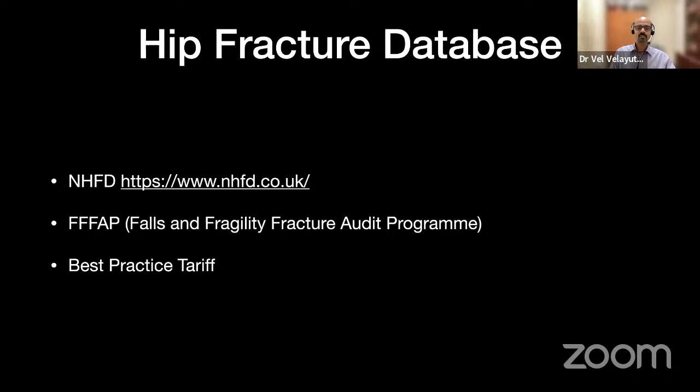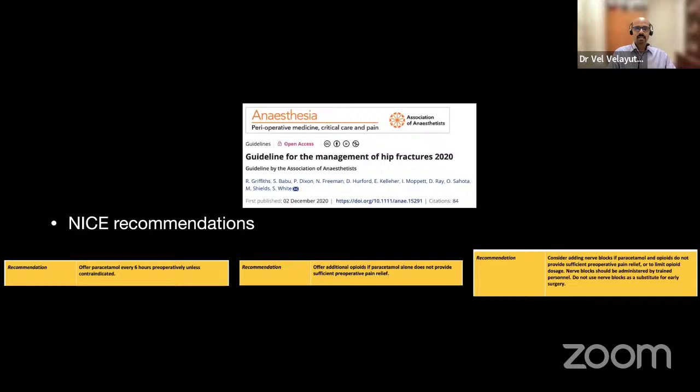So, like I said, because there's been so much focus on both the anaesthetic and surgical side, NICE has come up with lots of guidelines. The Association of Anaesthetists in the UK came up with a guideline for hip fracture management, which emphasizes pretty much what NICE said. The main NICE recommendations, analgesia-wise: as soon as the patient's admitted, provide paracetamol every 6 hours preoperatively and into the postoperative period. That's the minimum, unless it's contraindicated.